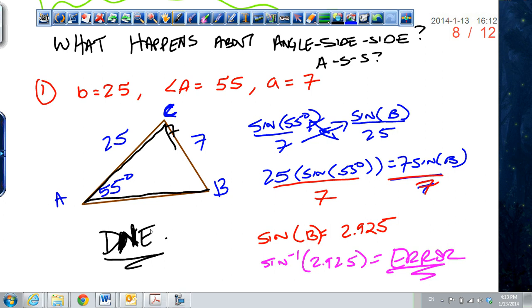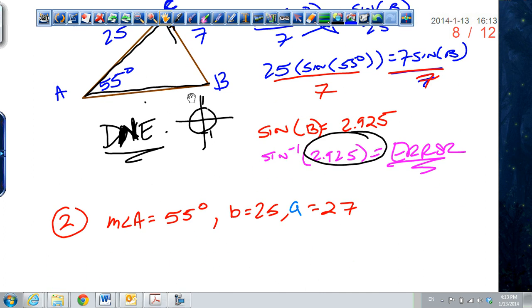So that's why it does not exist. The other reason why is that if you think about it on our unit circle, the lowest point is -1, the highest point is 1, and sine has to be anywhere between -1 and 1. Sine's not defined for 2.925, so that's another reason why it doesn't work. Let's move on to example 2.